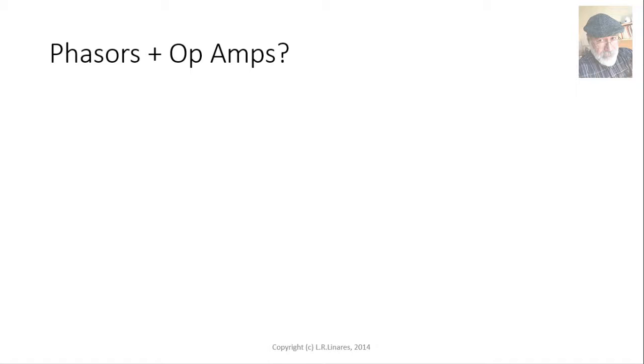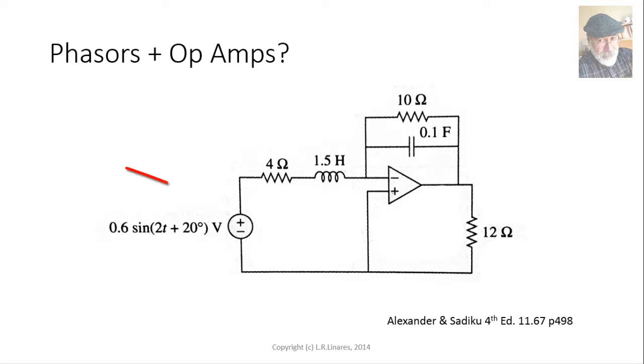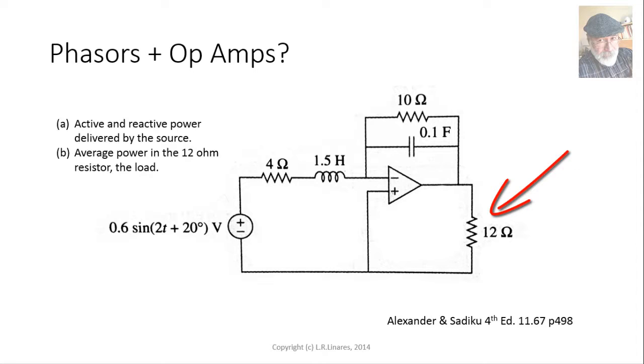Phasors and op-amps. This is an exercise taken from the textbook by Alexander and Sadiku, 4th edition, page 498. We have a sinusoidal source feeding an amplifier and a 12 ohm resistor as a load. The question is: find the active and the reactive power delivered by the source. And secondly, find the average power in the 12 ohm resistor, the load.